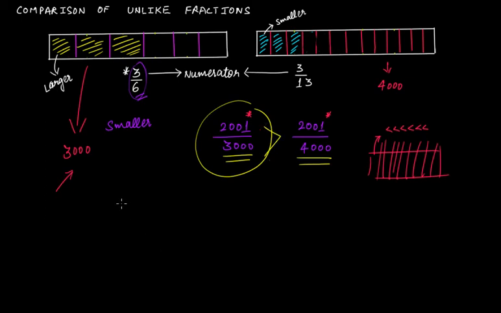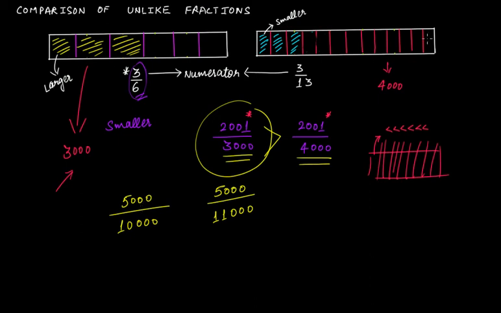Let's take one more example. Let's say that we have 5000 divided by 10,000 and 5000 divided by 11,000. These two fractions are of course unlike fractions. Why? Because the denominator is different. If the denominator is different, that makes two fractions unlike fractions. But in this case you can notice, first look at the numerator. The numerator is the same.